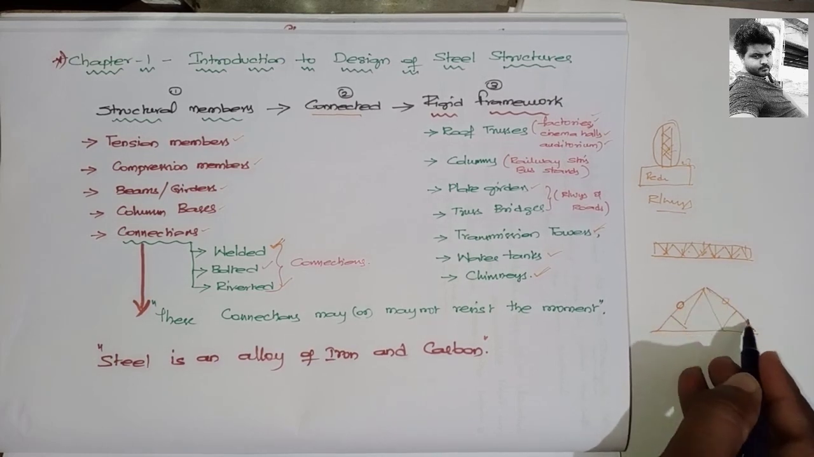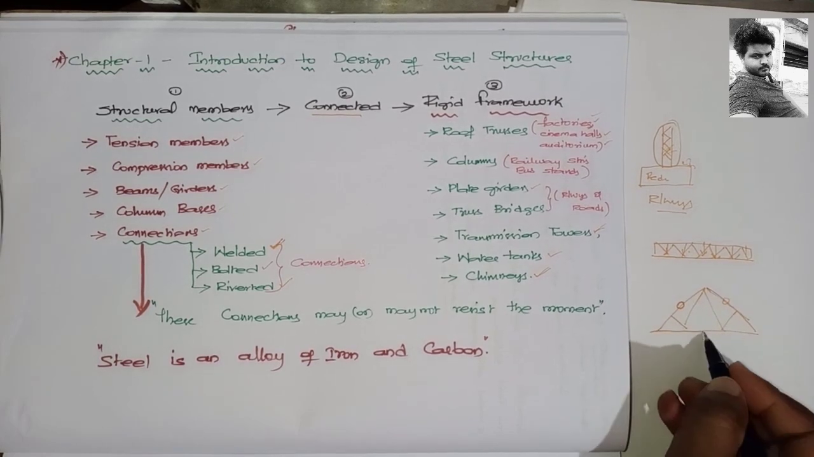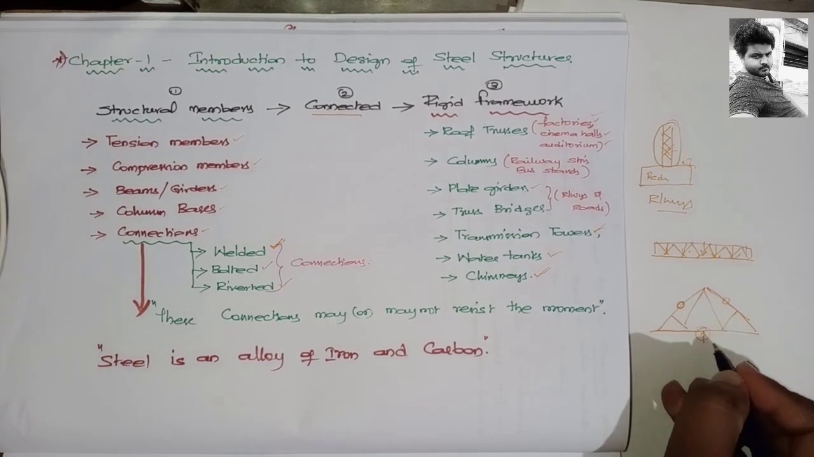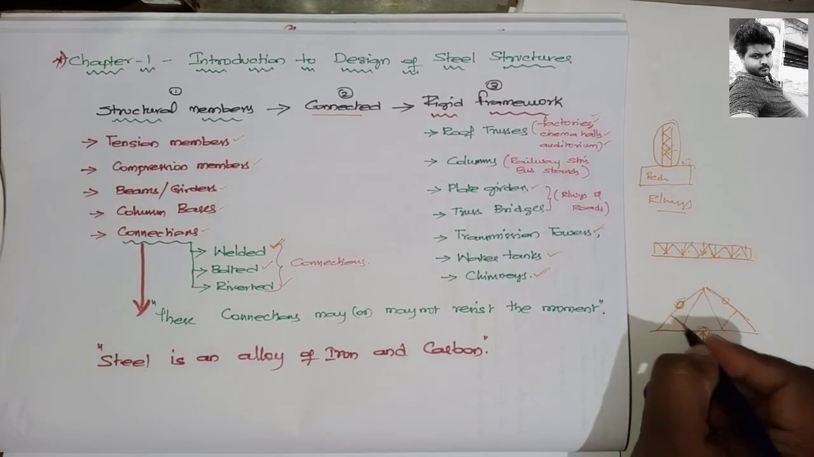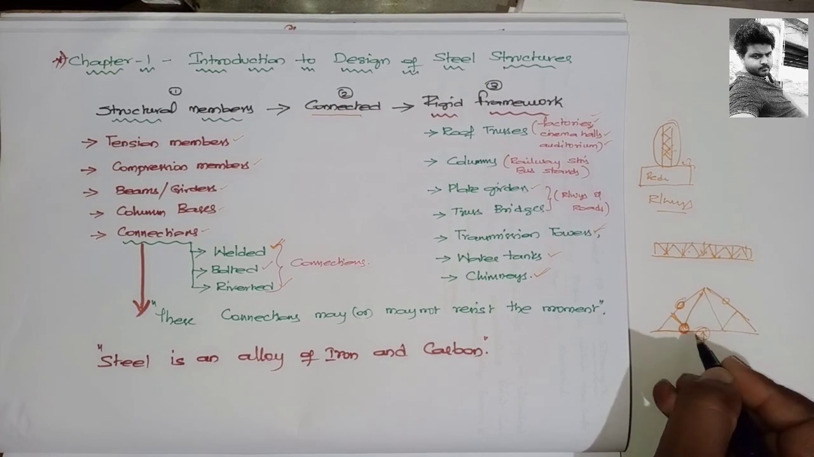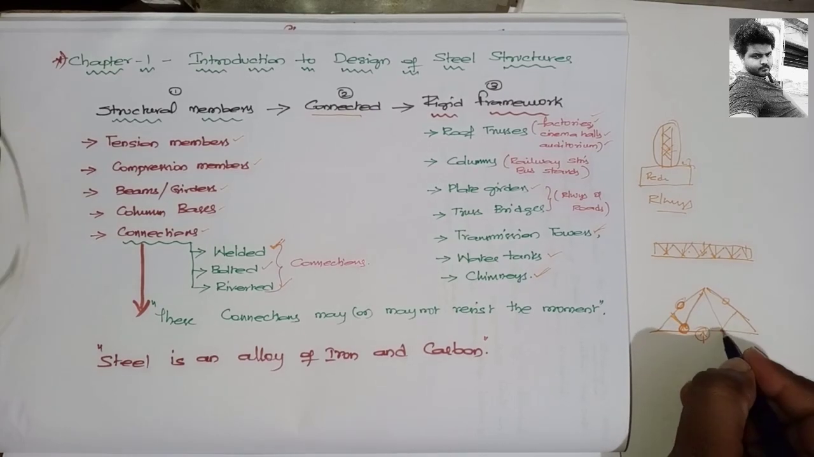These are nothing but principal rafters. This is the main tie, a tension member. Now different members are there. Some are taking tensile loads, some are taking compressive loads, and struts are taking loads, so at this particular point we will be going to connect, either with the help of welded, riveted, or bolted connections.